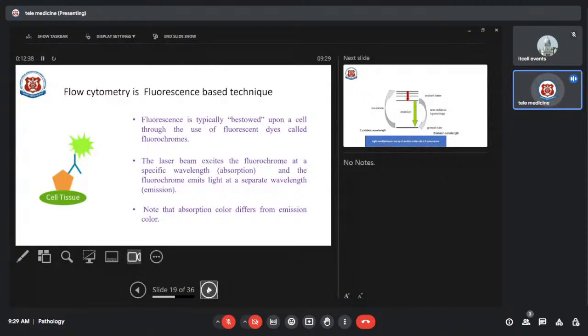The laser beam excites the fluorochrome at a specific wavelength which is called the absorption wavelength. And it emits the light at a different wavelength which is called the emission wavelength. So you have an absorption wavelength which is different.